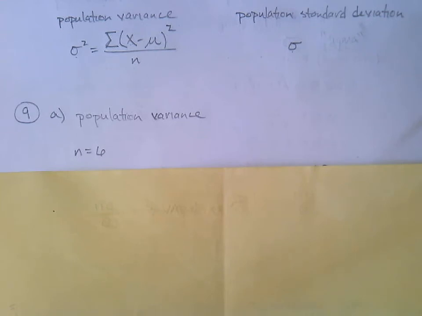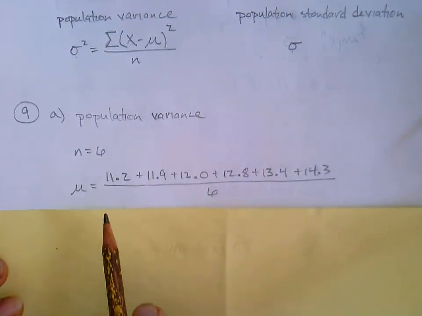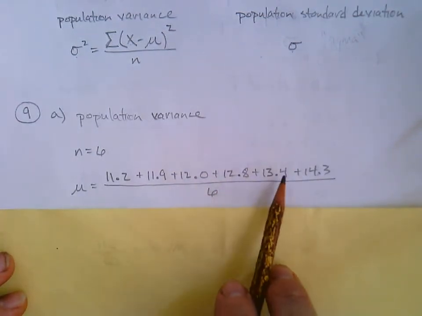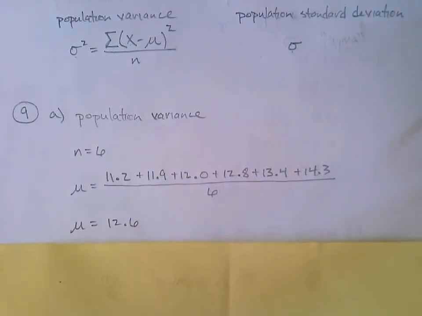What else? Let's calculate mu, the population mean. To calculate mu here, we're going to add our 6 numbers, and divide that by 6. So we've got 11.2 plus 11.9 plus 12.0 plus 12.8 plus 13.4 plus 14.3, all of that over 6. And this one actually turns out fairly well. It's 12.6. Okay, fantastic.